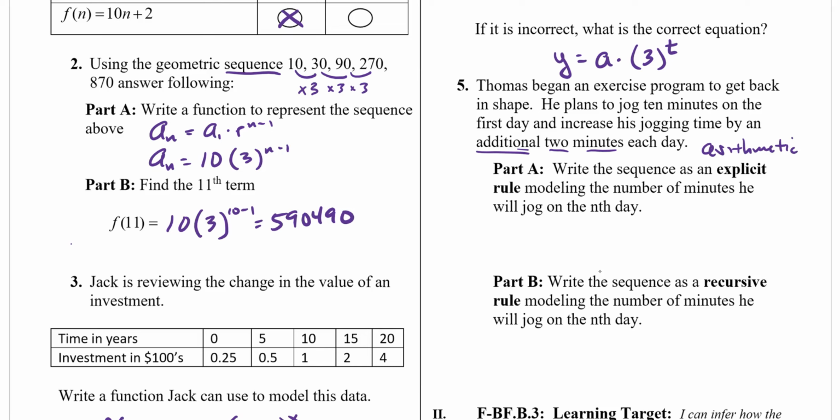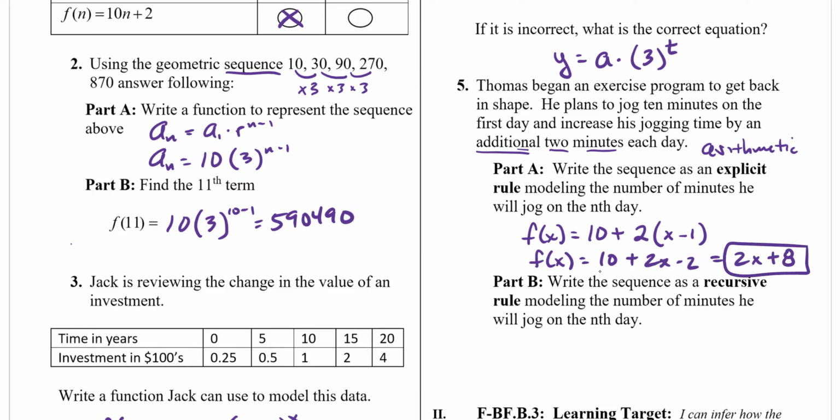So the rule for arithmetic is f of x is equal to the first day. So he starts with 10, and he's going to add 2 minutes for each day after that first day. So plus 2 times x minus 1, because he doesn't have to add anything for that second day. So if we simplify that, f of x is equal to 10 plus 2x minus 2, which becomes 2x plus 8. That is his equation for how much he jogs each day.